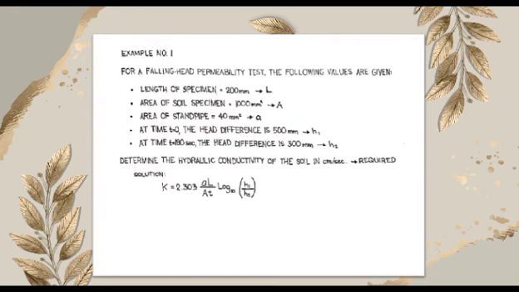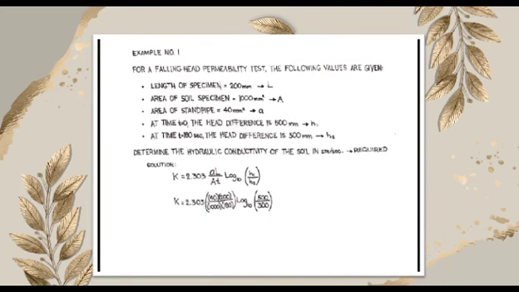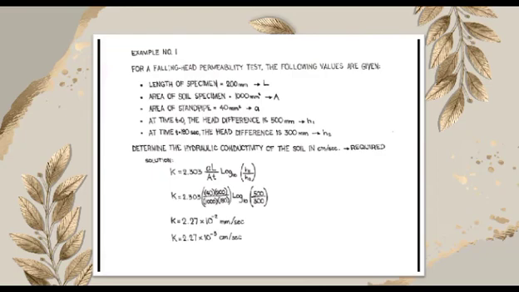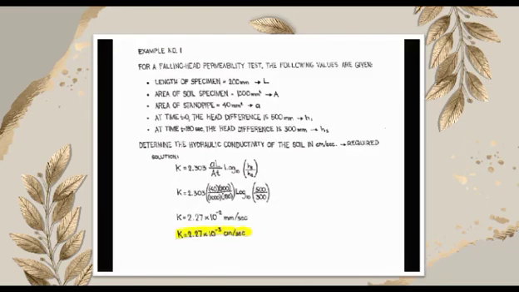So we are going to use the formula K is equal to 2.303 times small letter a times L over capital letter A times t, then log 10 times H1 over H2. Then plug the values in and we get 2.27 times 10 raised to negative 2 mm per second. So we're going to convert that into centimeter per second. We can get that just by dividing it by 10. Then we get 2.27 times 10 raised to negative 3 centimeter per second as our final answer.